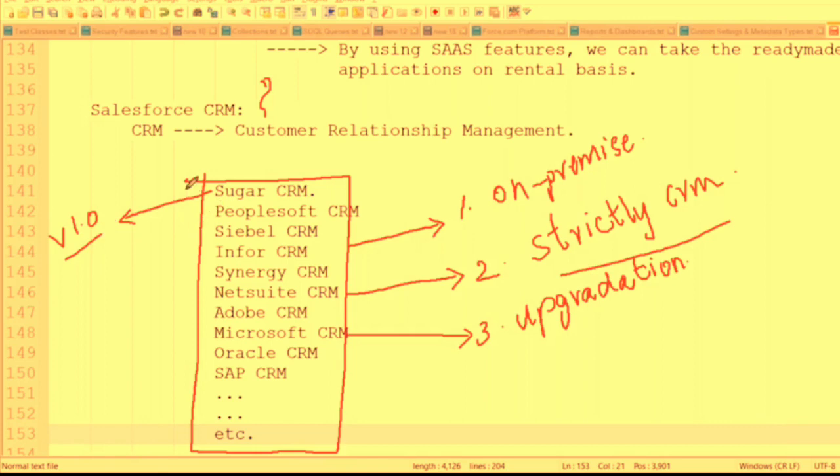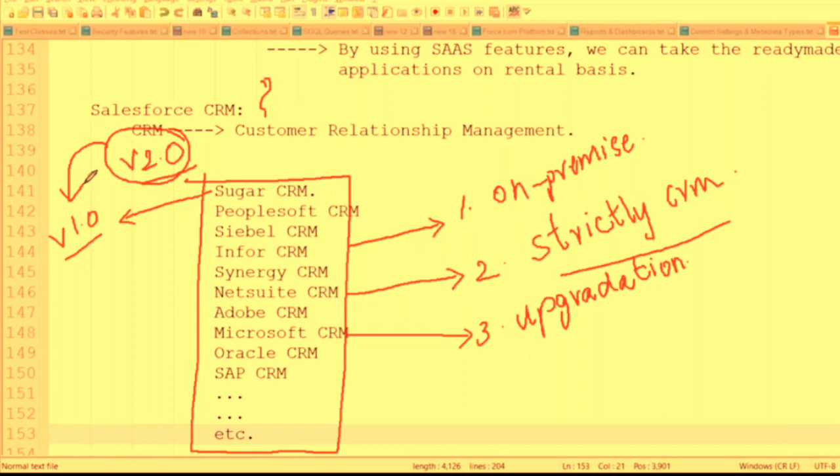For example, recently, the organization has introduced the latest version of Sugar CRM, that is version 2.0, which has some latest features. Then what needs to be done? We have to buy the license of the latest version of the software. We have to upgrade it on our local device so that we can enjoy the benefits of the latest features also. That means once you are purchasing the on-premise application, we have to keep upgrading that software whenever you get a new release in the market.